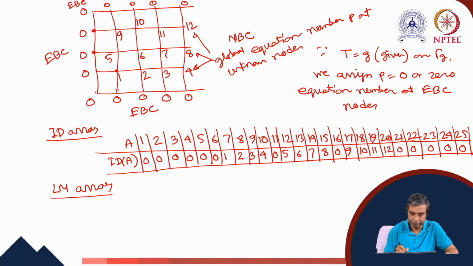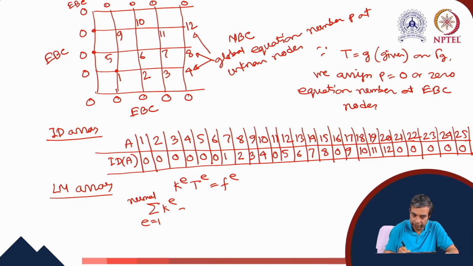For the LM array, we represent the ID array in terms of the element and the local equation number. The LM array helps us in performing the assembly. Just now we have shown that we have the element level equations KE equals FE, and the summation over KE, where E is varying from 1 to NAML. This gives us the assembled matrix K, which for this case will be 12 by 12.